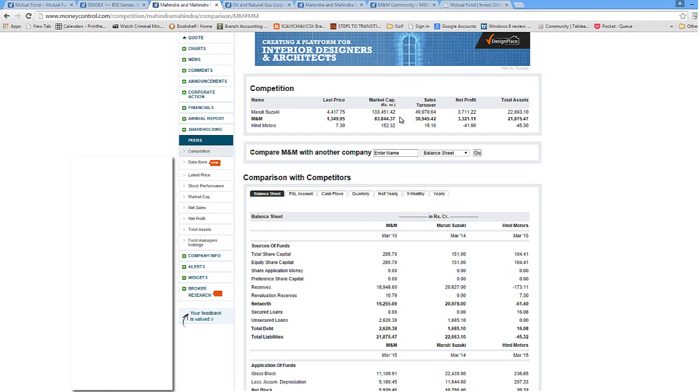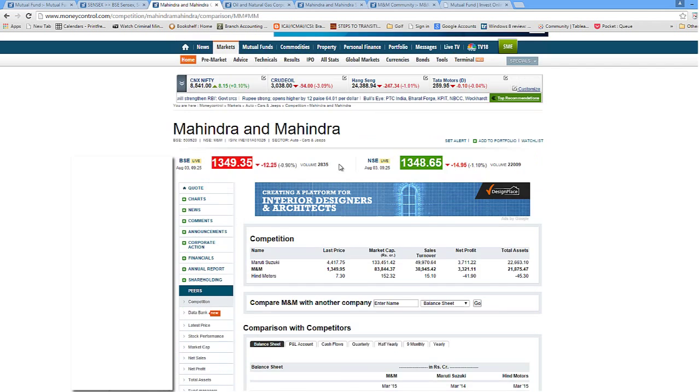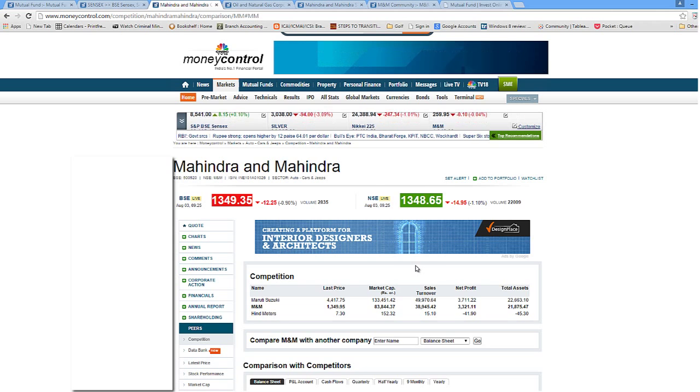Market cap is not 3 times though. Sales turnover is also not 3 times, and net profit, of course, is also not 3 times that of M&M. So just looking at it straight, I would say that if I had some money to invest, I would invest it in M&M rather than Maruti Suzuki, just by looking at this. But before making that decision, of course, I'll have to go into Maruti Suzuki and look at all those parameters which I studied here for Mahindra and Mahindra.